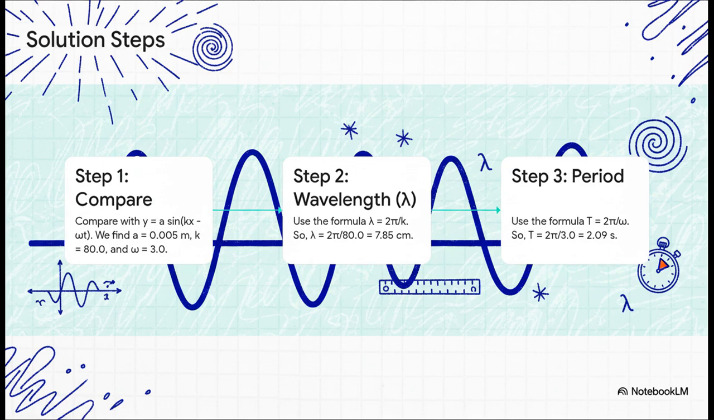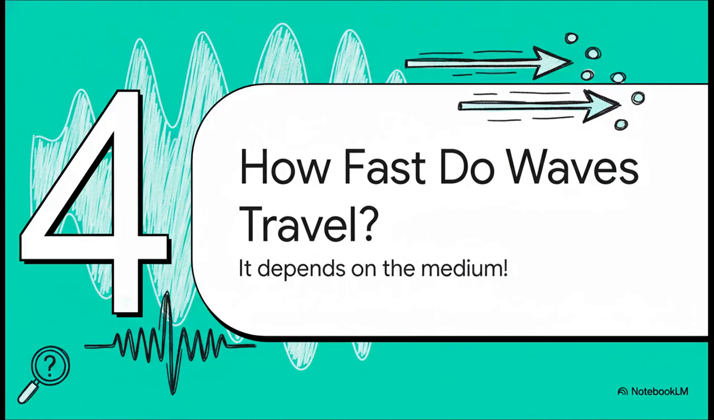Step 2, plug K into the wavelength formula. Step 3, plug omega into the period formula. That's it. Easy marks, Bacho. You can totally do this. Awesome job with the math. Now let's move on to the next big question.